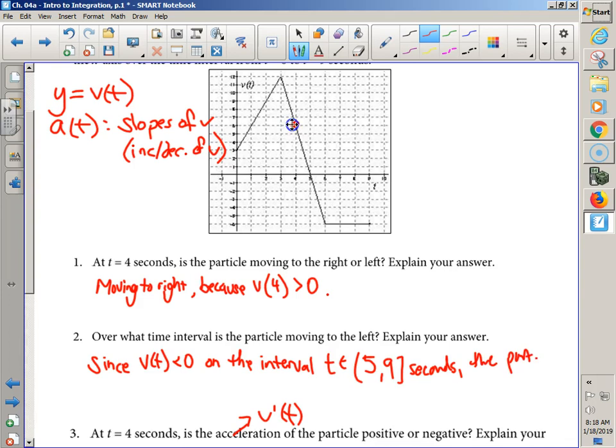The particle, or Bob, is moving left during those times. Okay, number 3.